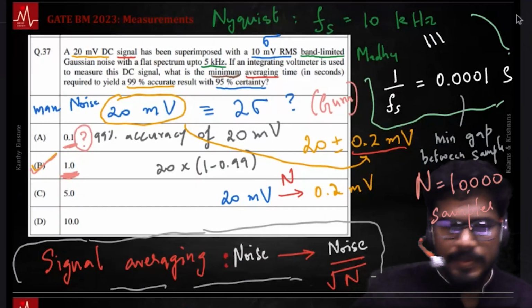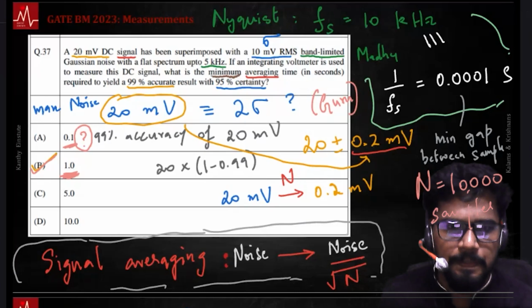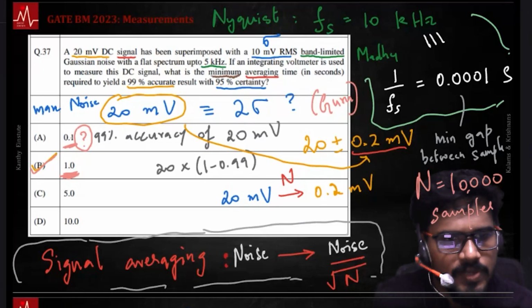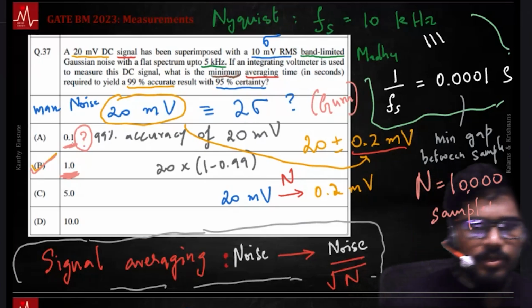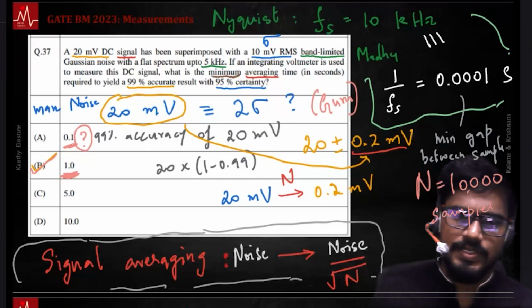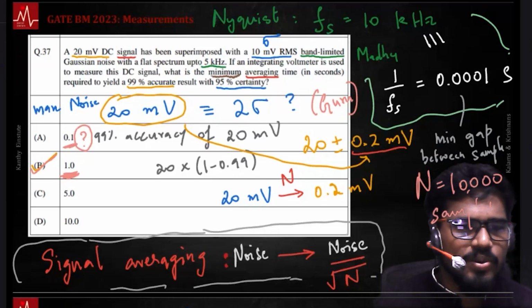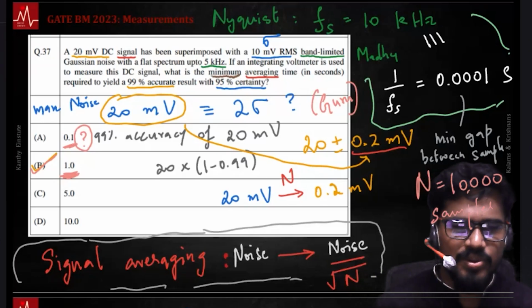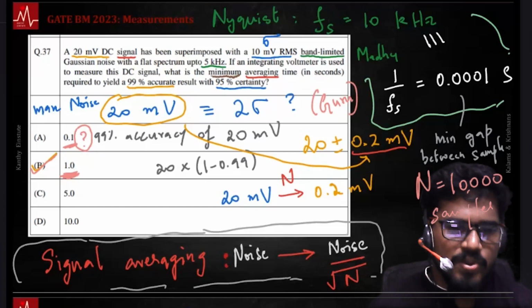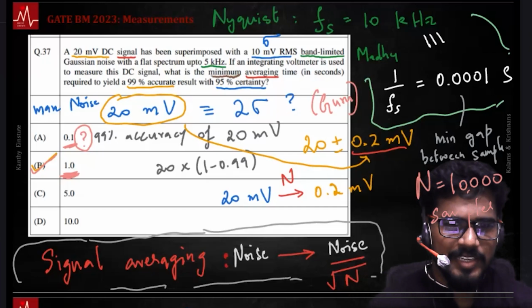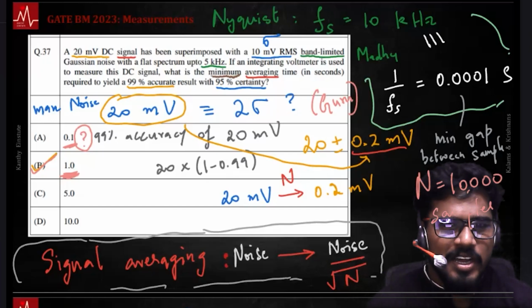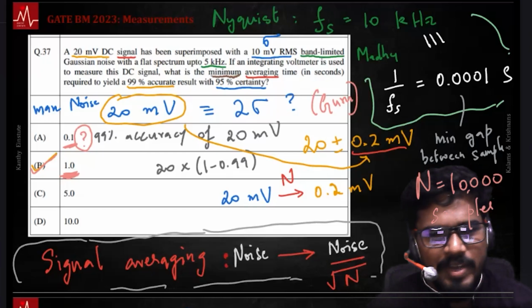This is a nice question. Let me also think about 0.1. Can we do this experiment in 0.1 seconds? It looks like I can. Nyquist only gives you a lower limit for sampling. It's not an upper limit for sampling. This is the minimum sampling frequency, so the maximum gap.